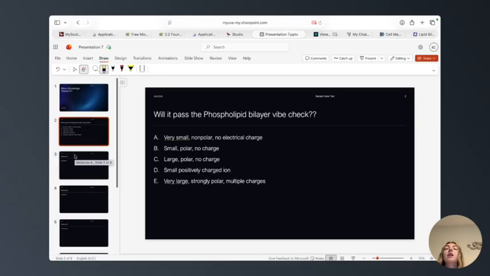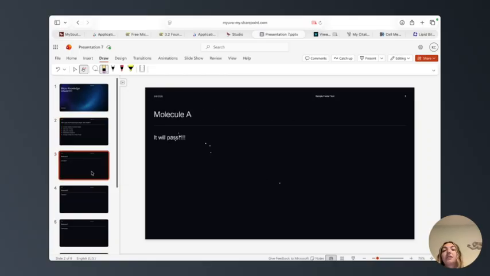So we know that only small, uncharged molecules can diffuse through the phospholipid bilayer. And molecule A is a very small, nonpolar molecule with no electrical charge. So guess what? Molecule A is passing. It is passing our vibe check, so we are going to draw it. And do we have any guesses to what this is? That is a phospholipid head, and phospholipid heads like water.